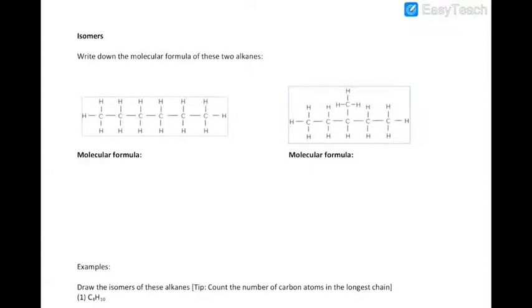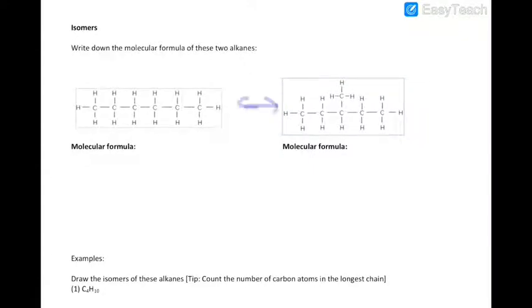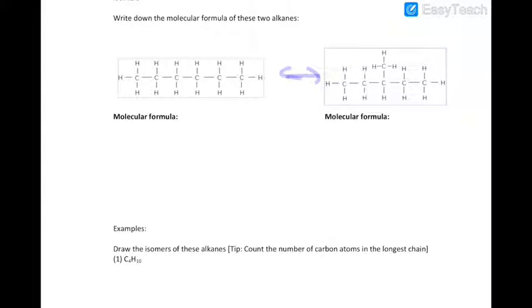Let's see what are isomers. So these two, they are isomers of each other. Let's write the molecular formula. Molecular formula, you just need to count how many there are.